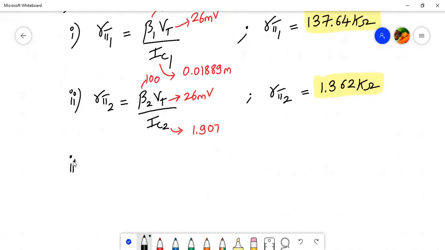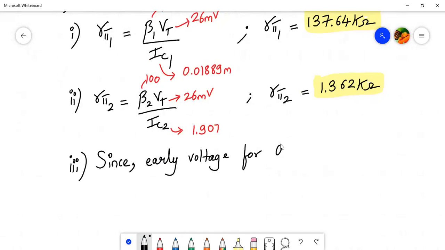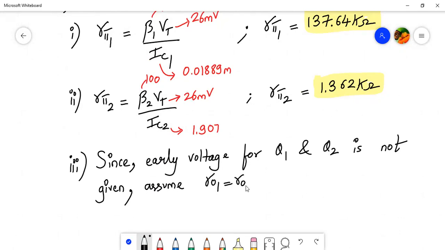Now, the third point over here is that the early voltage for BJT Q1 and Q2 is not mentioned, is not given. So what do we do? We assume the output resistance for both the transistors, Q1 and Q2, that is RO1 and RO2, will be assumed to be infinity. So that means they will not be present in the model.